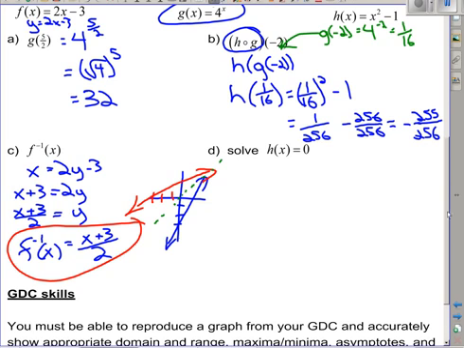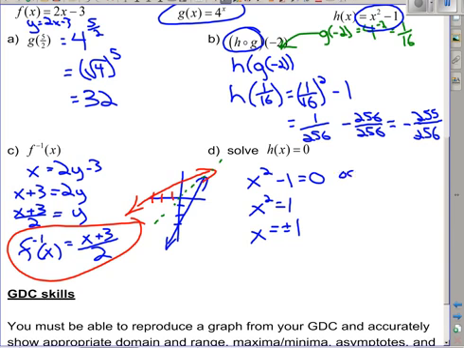Solve h at x equals 0. So this is different from putting in 0 for x. We're setting h at x, which was x squared minus 1, and setting it to equal 0. So you can say then that x squared equals 1. Remember, when you're taking the square root in an equation, you need to consider both the positive and negative possibilities.